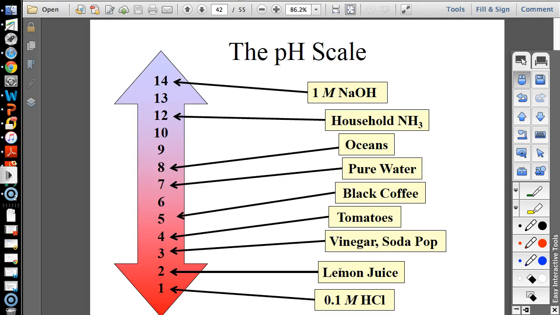So here's your warm-up, and I'm going to show you the math for it. So 0.1 molar HCl, its pH is actually 1, and the pH of 1 molar HCl is 0. Do you want me to show you how?